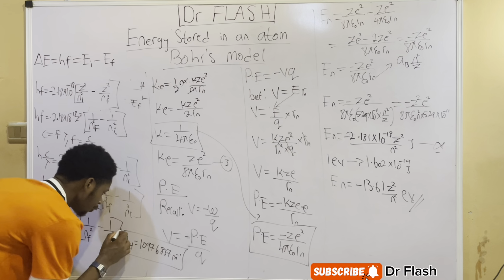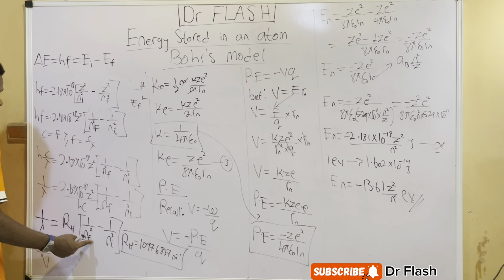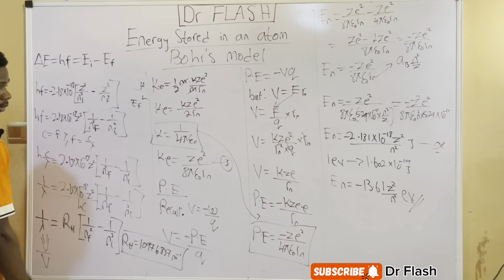Now everything you're having here, 1 over lambda, is usually referred to as the wave number. It is v with a dash on top, that is bar v, called the wave number. So this is how you calculate the wavelength of the radiation that is being given out as the electron moves between two different energy levels. So we have 1 over the final level squared minus 1 over the initial level squared. Now this is how the energy for Bohr's model is dealt with.